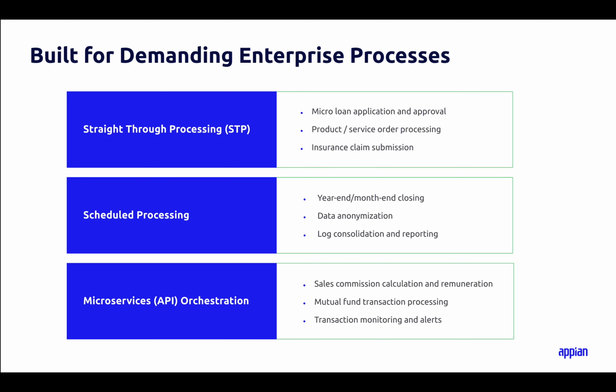There are a few common categories of use cases that Autoscale serves well. Straight-through processing. Automated processes designed to eliminate manual intervention and complete transactions or data exchanges electronically from start to finish. Microservice or API orchestration. Managing and coordinating the interactions between individual microservices within a distributed system. It's like being a conductor for an orchestra, ensuring all the musicians, or microservices, play their parts in the correct sequence and harmony to create a final product. And scheduled processing. Executing business processes at a recurring planned time. These are often end-of-day, end-of-month, or end-of-year workloads.